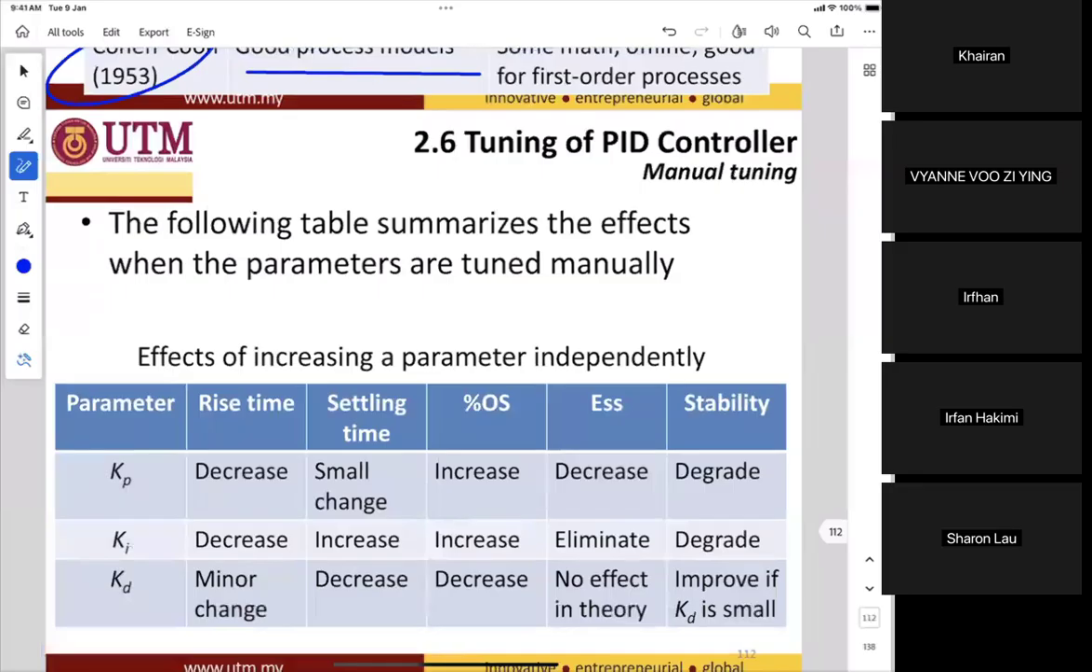The following table summarizes the effect. Jadi kau ni memang membuat internet slow. Kenapa? Kenapa tu?